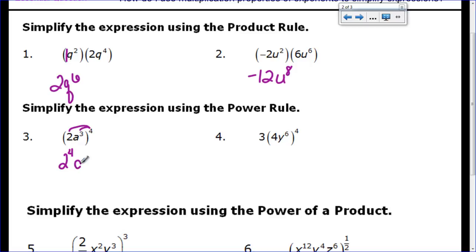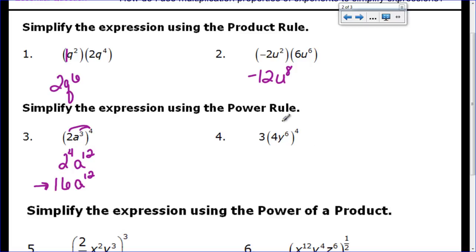And then for the a, I will multiply my exponents, making a 12. Now to simplify this all the way, I've got to figure out what 2 to the 4th is. You can type that in your calculator, or you can do 2 times 2 times 2 times 2, which is 16a to the 12th. This is the simplified version. If you leave a number with an exponent on it, you're not simplified all the way.